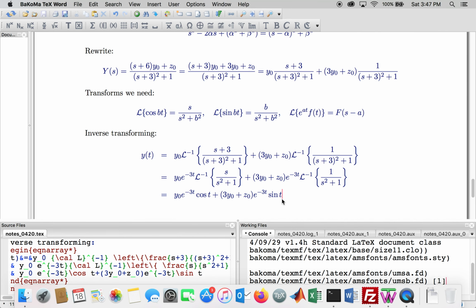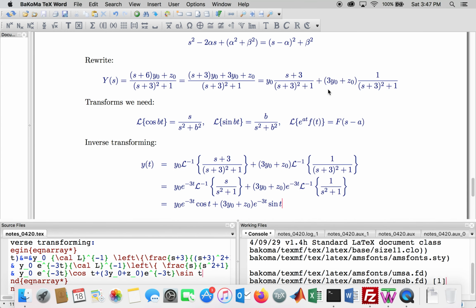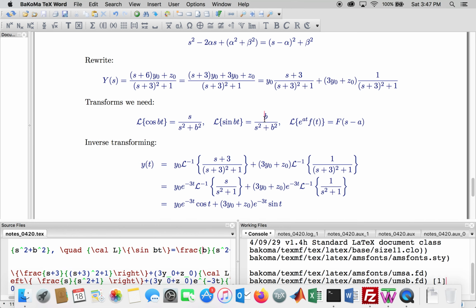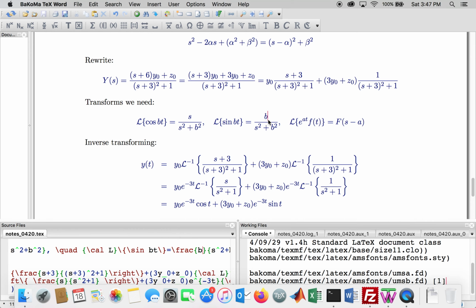Now, one cautionary tale for problems like this, where the numbers may be a bit different: suppose instead of plus 1 here, I had plus 4. Then my unshifted function would be 1 over s squared plus 4. You think, oh, it fits this with b equal to 2. Well, no, it doesn't, because you must have a b up here. It would fit exactly 2 over s squared plus 4. So what do you do? You multiply and divide by 2. So beware of this constant factor for inverse transforming to get sine.